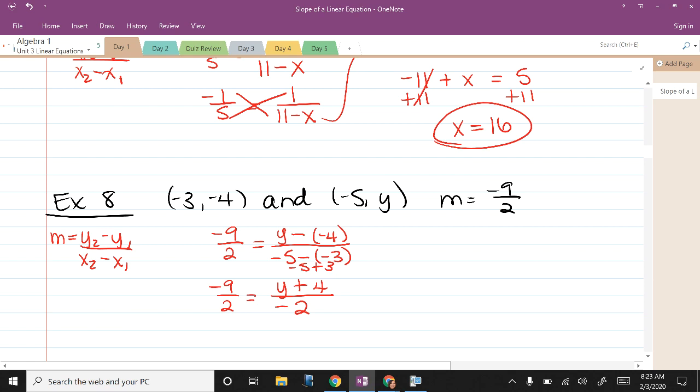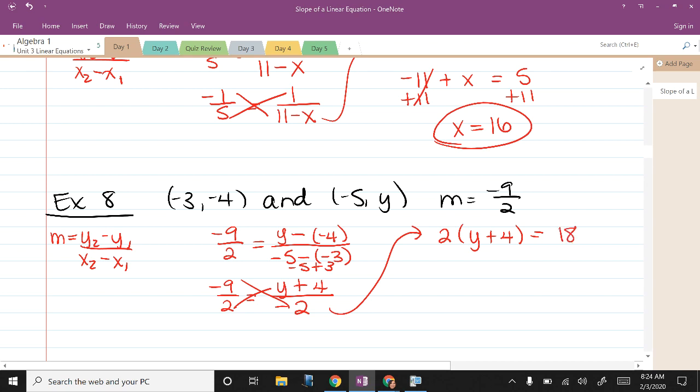So is everybody okay with how I simplify from here to here? Now we have a proportion. How do we solve a proportion? Cross multiply. So I'm going to do the one with the variable first. So that's 2 times parentheses y plus 4 equals, what's -9 times -2? Positive 18. Is everybody okay with that step?